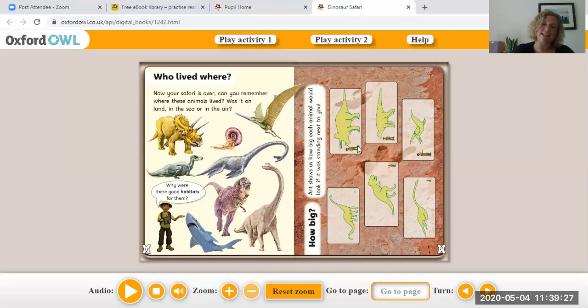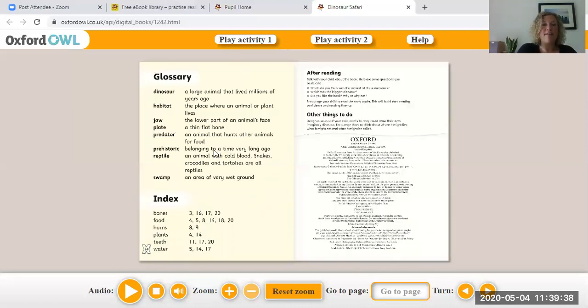And here is a scale picture that shows the different sizes of the dinosaurs with the same character next to them, so you get an idea of how big they are. And then at the back here, we've got the glossary that's explaining some of those words that we looked at.